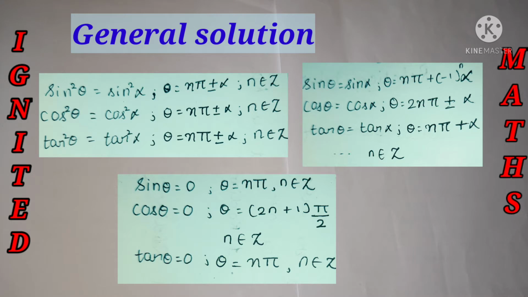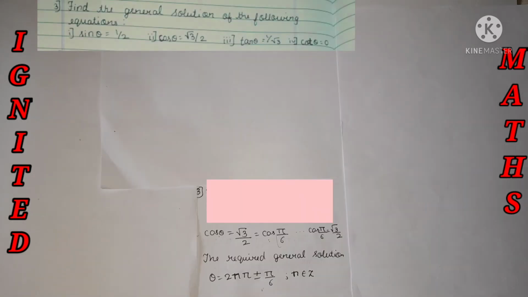So let's start with the third main question. The sub questions are completely correlated with each other. If we complete one sub question, we can do the other sub question. So I took the second sub question. We need to find the general solution. The question is given as cos theta is equal to root 3 by 2.